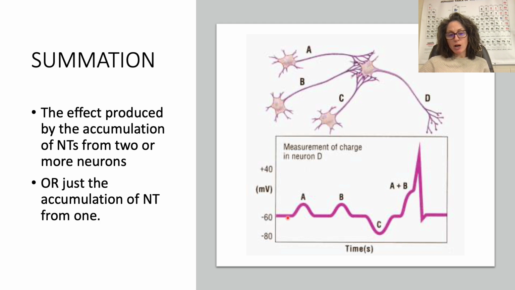So we see A is going to cause a peak. So A is releasing excitatory neurotransmitters. But A alone isn't going to cause an action potential. B, again, excitatory, but no action potential. And C is inhibitory. So C is like getting further away from an action potential. But if A and B are both sending the same excitatory messages, those two working together could cause an action potential to occur in D and make D send whatever message it is to its target cell.